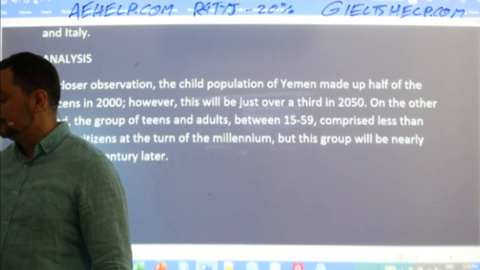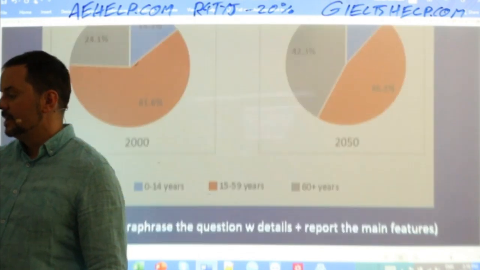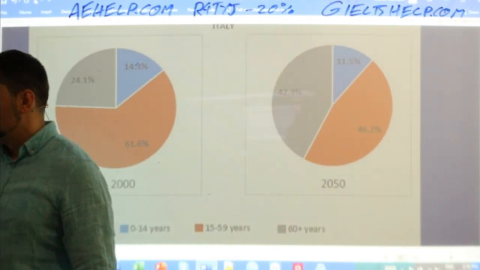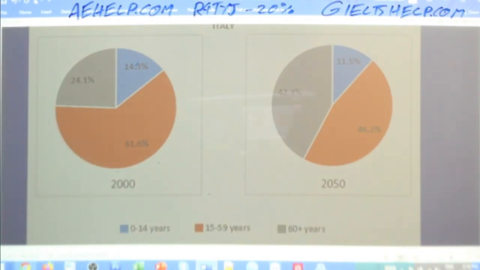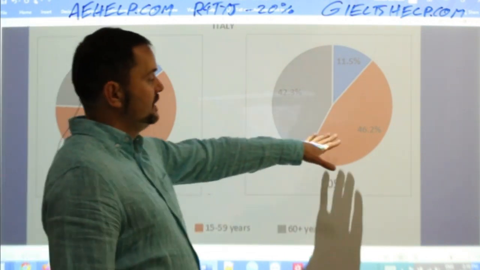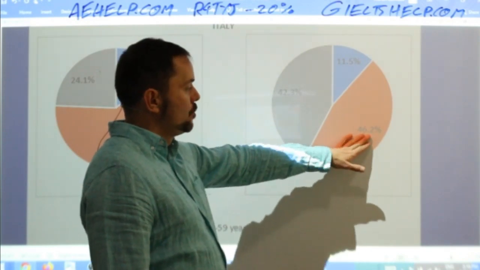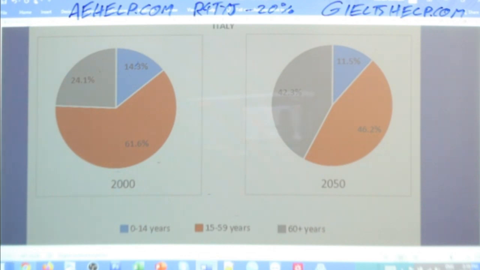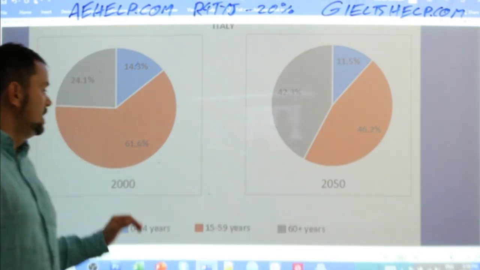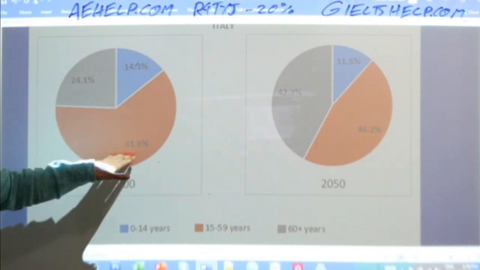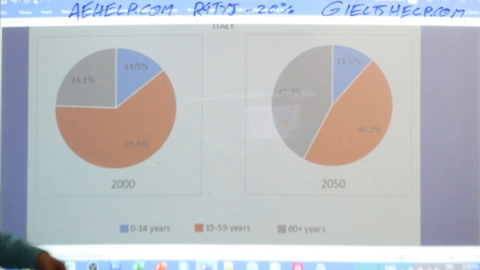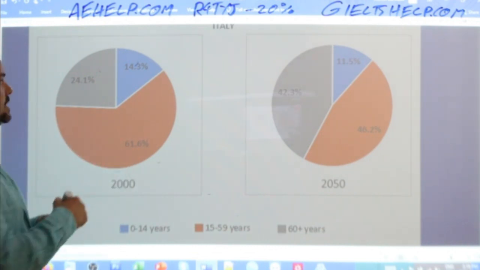Okay, so let's see, what do we compare next? Of course, it's Italy. Now in Italy, we have quite a bit of change, starting namely with the group of teens and adults. So we have 46.2% of people being teens and adults in 2050, and that's 61.6% or was in 2000. So I would start my point number 2 with this.